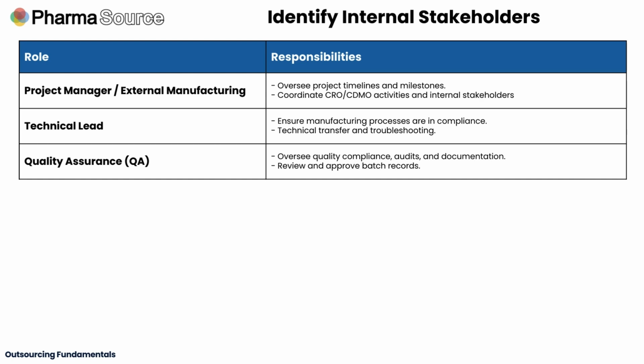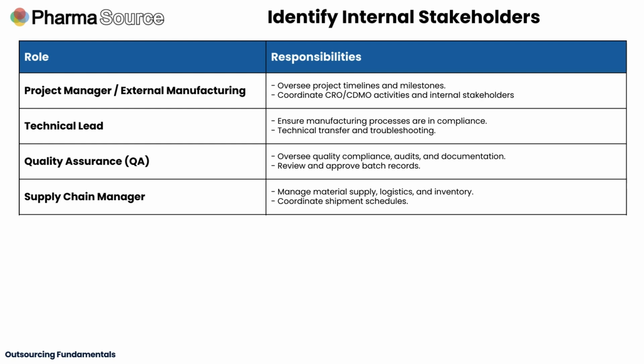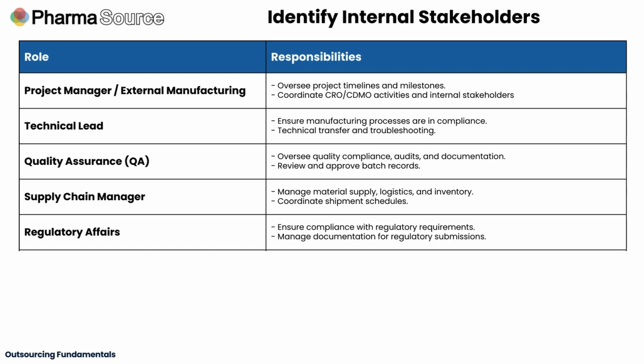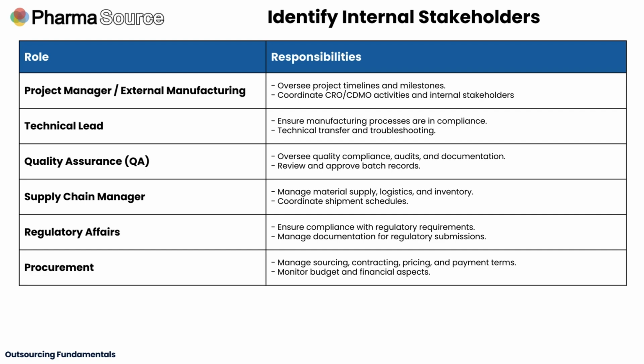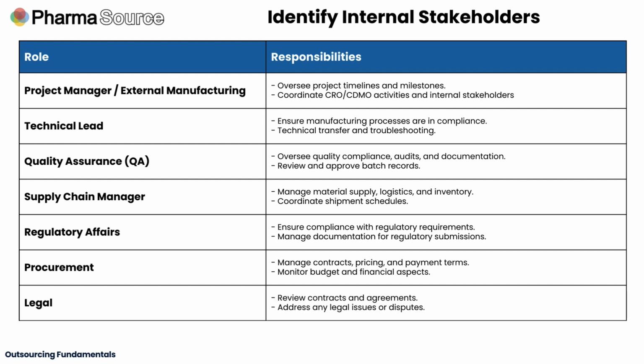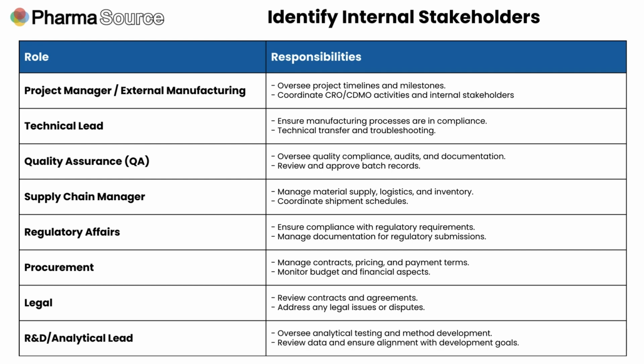Quality assurance, or QA, oversee compliance, audits and documentation, and would review and approve batch records. Supply chain manage the material supply, logistics and inventory, and coordinate shipment. Regulatory affairs ensure compliance with requirements and manage documentation for regulatory submissions. Procurement manage sourcing, contracting, pricing and payment terms, as well as monitoring the budget and the financial aspects of the partnership. A legal representative would review the contracts and agreements, addressing any legal issues or disputes. And an R&D or analytical lead would be responsible for overseeing analytical testing and method development.